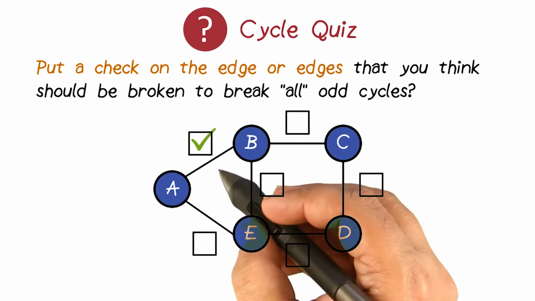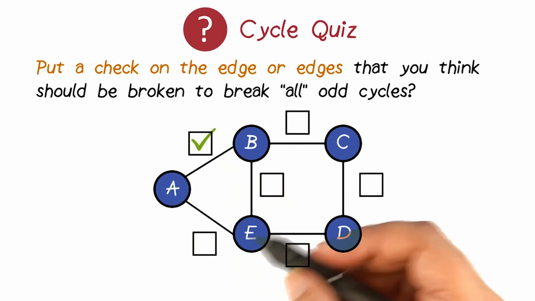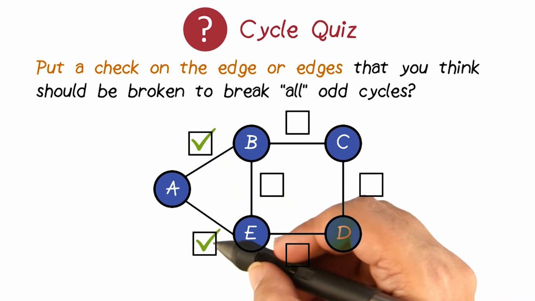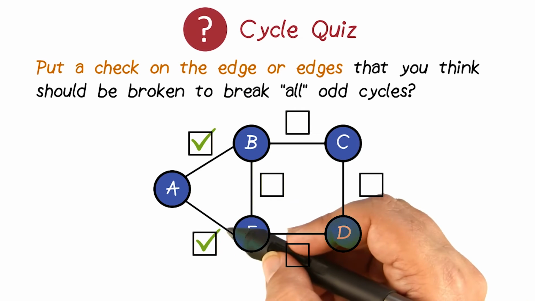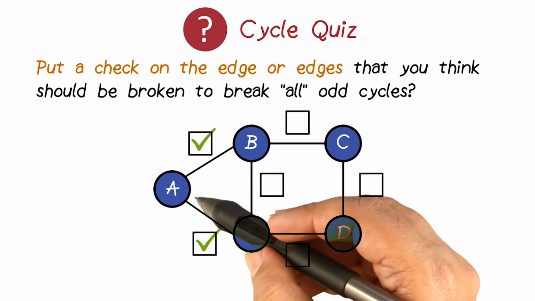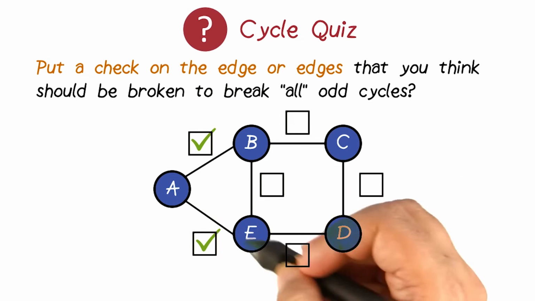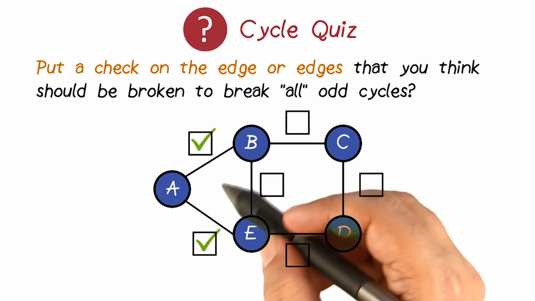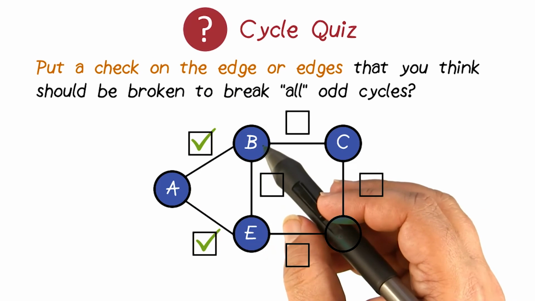But is that the only edge? Obviously not. What is the other edge that could be there? Let's look at it. And the second edge which you can remove from here independently could be AE. So instead of AB, we could also remove AE, which will have the exact same effect of breaking the shorter cycle and the longer cycle of length 5.